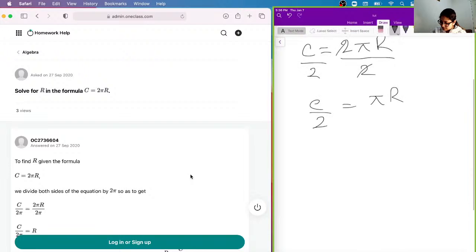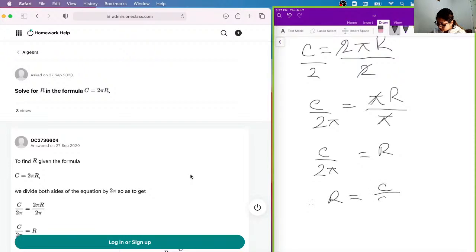And so to get rid of the pi, you would also have to divide this. So you would want to divide this also. And so basically c over 2 pi is equal to r. You can also say that r is, so we write this as r is equal to c over 2 pi. Okay.